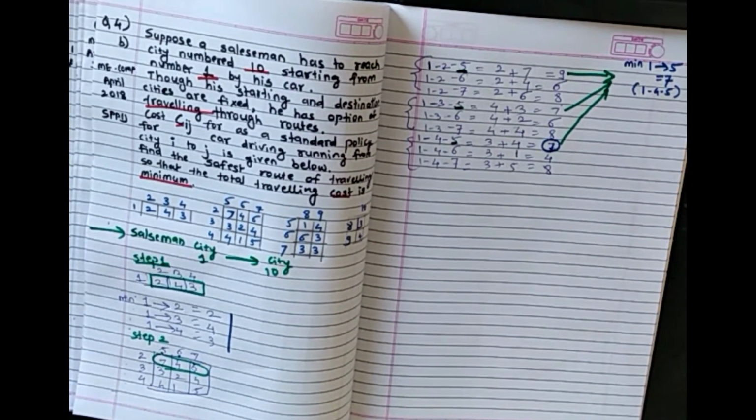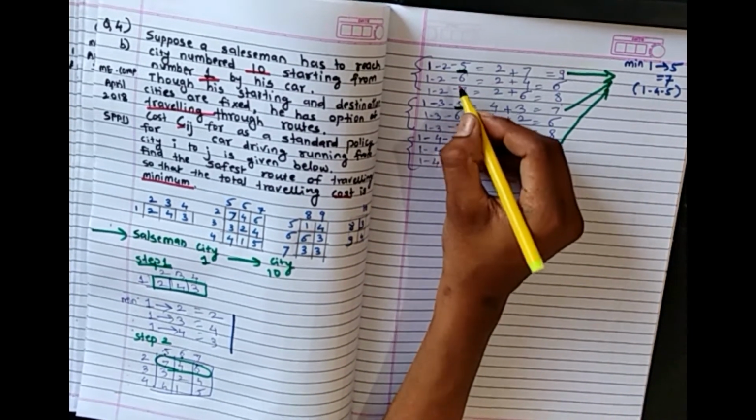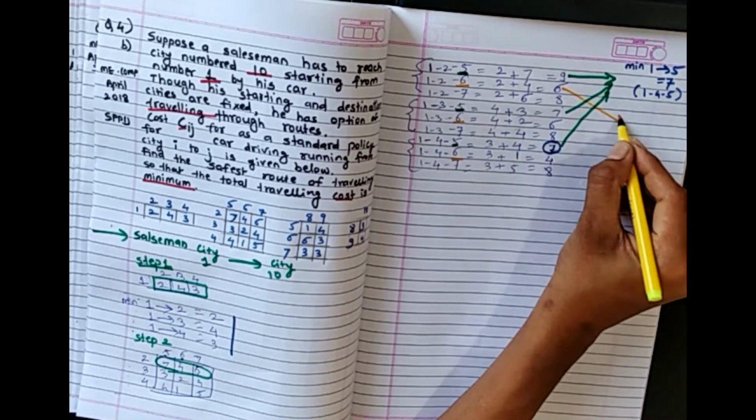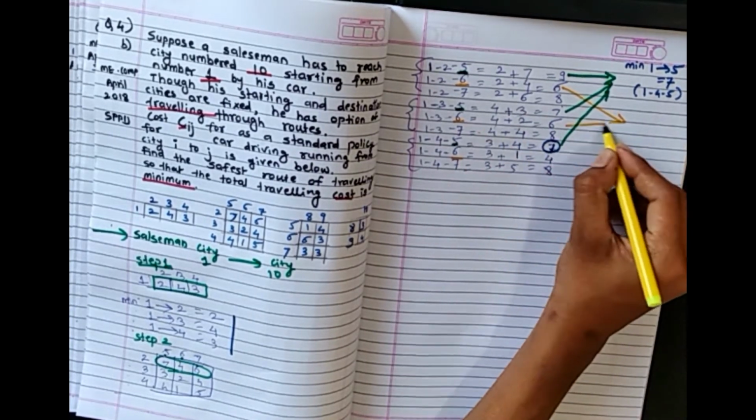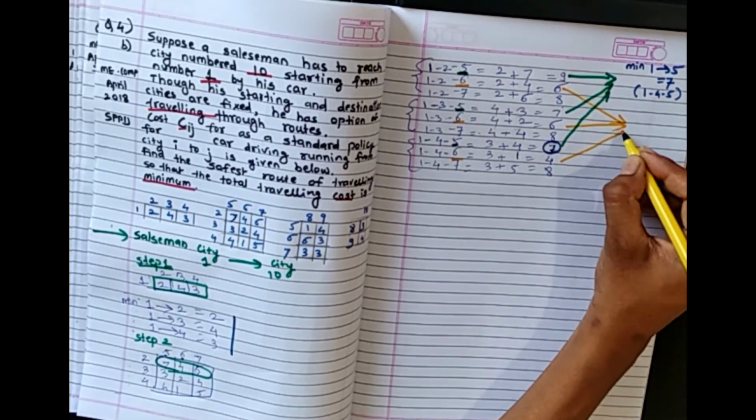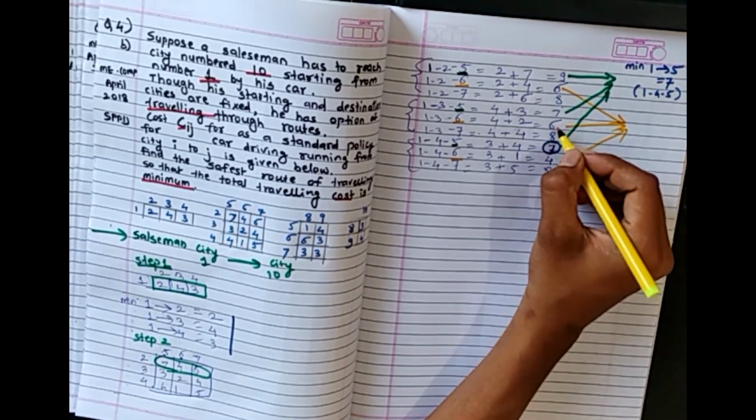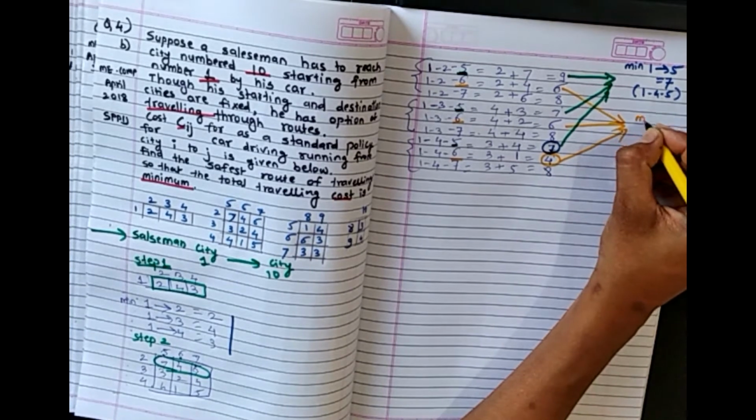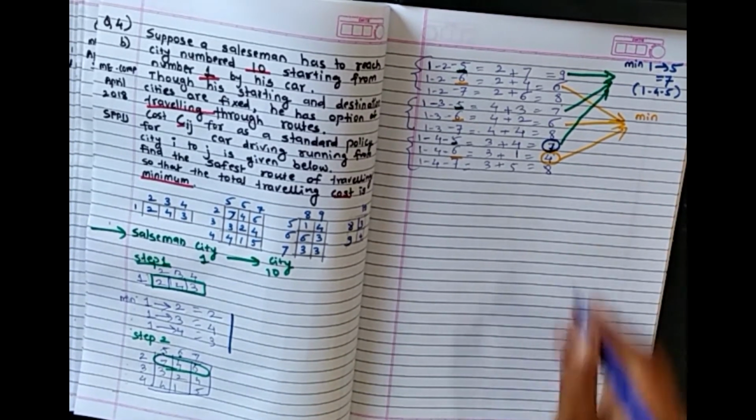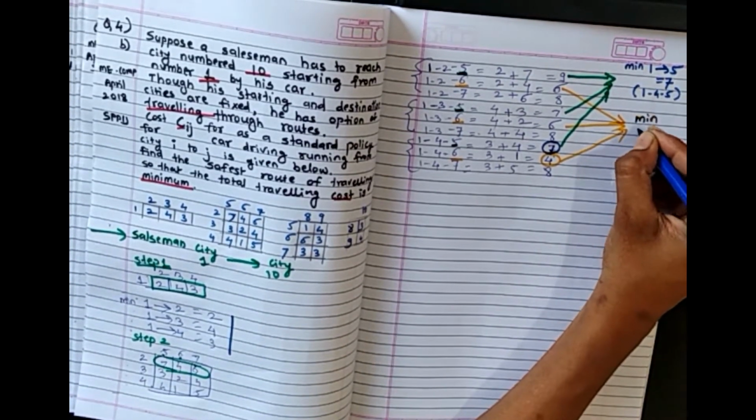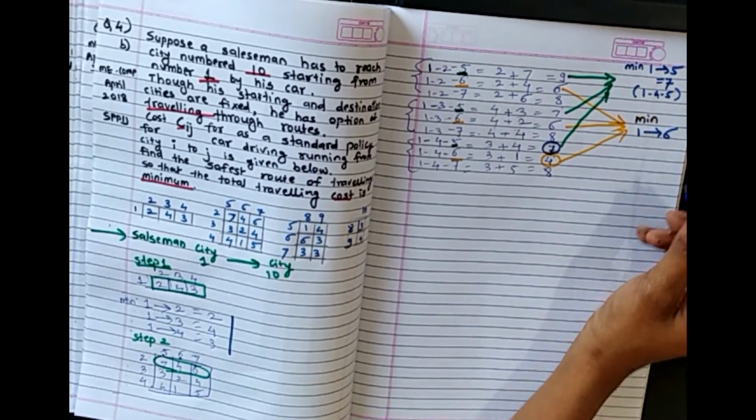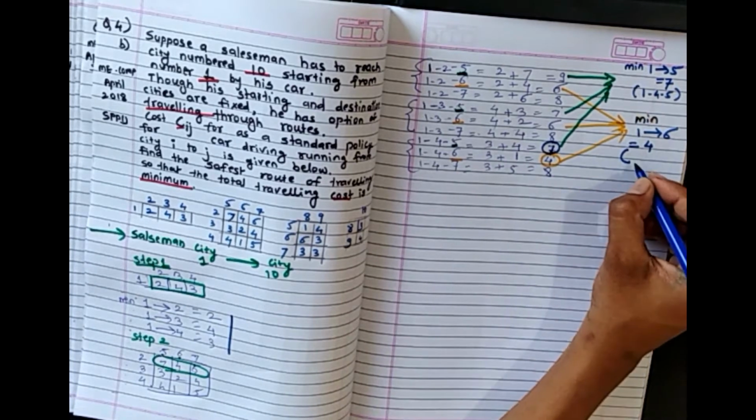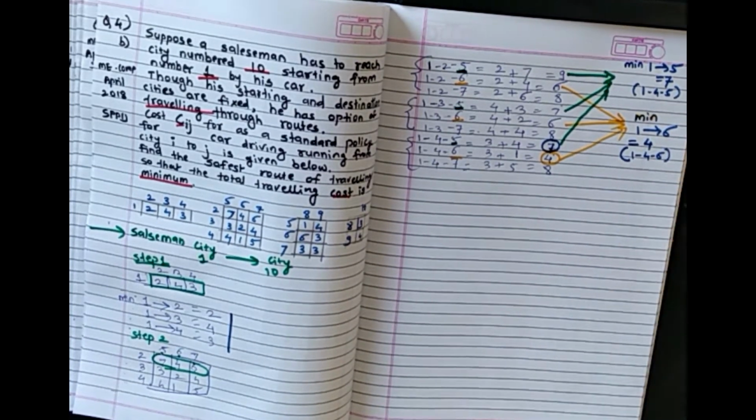So for going till city 6, we have to find the minimum path. These are the options available, and among all these values, 6, 6, 4, 4 is the minimum value. So the minimum path for going from city 1 to 6 is 4, which is coming from the route 1 to 4 to 6.